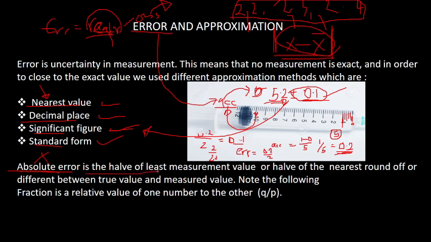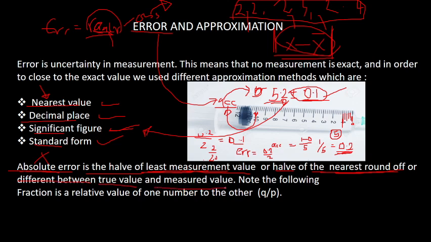It is half of the least measuring value. The least measuring value is the value of each stroke, which is the accuracy. Or half of the nearest round off. Or the difference between true value and measured value.